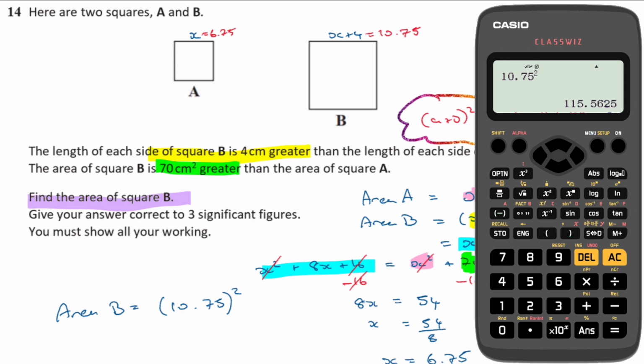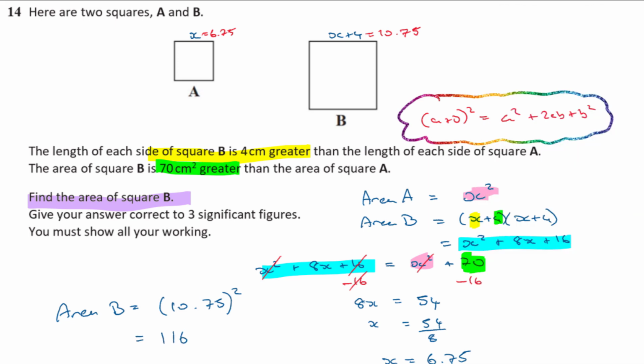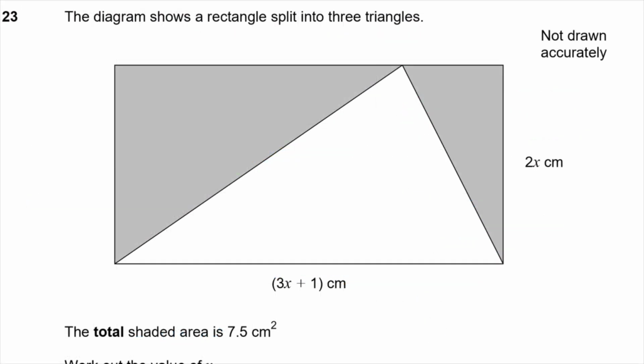10.75 squared is 115.56. To three significant figures, I'm going to round that up. I'm going to say that is 116 centimeters squared. Question 23. The diagram shows a rectangle split into 3 triangles.